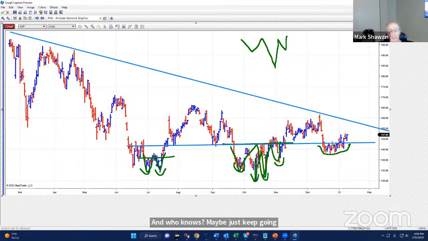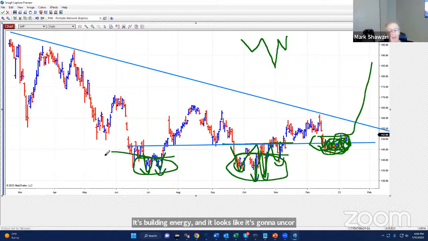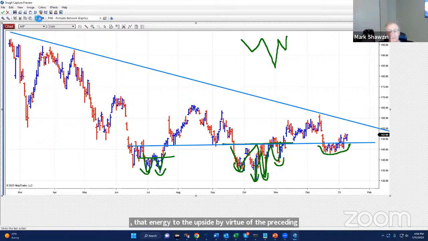So again, I just try and find pockets where the market's in a very deep coil. It's been coiling, it's storing energy, it's building energy, and it looks like it's going to uncork that energy to the upside by virtue of the preceding patterns. And again, you just probe the market. We don't know if we're right or wrong. You buy it here, put your stop there, risk 0.5% on this trade or 1%. And this is what I look to do all the time.